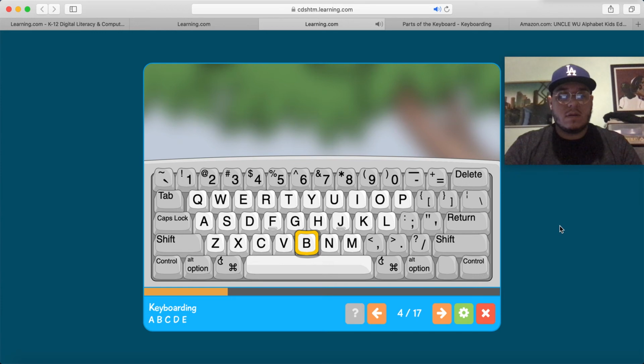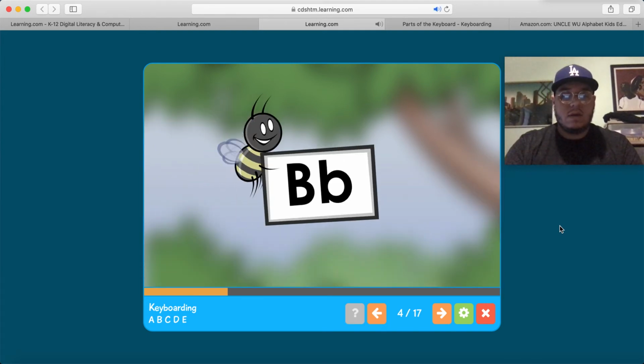Find the B key and press it. Okay, so now we're going to find the B key. Let's look down. They even show us where to find it. So let's look at that part on our keyboard and B. B. Bat.